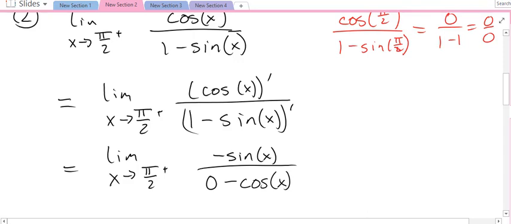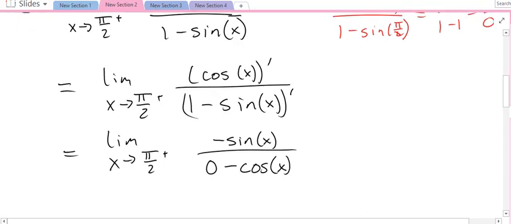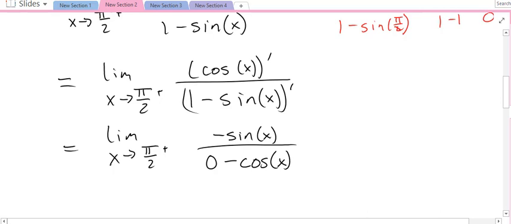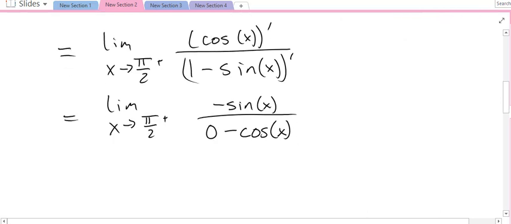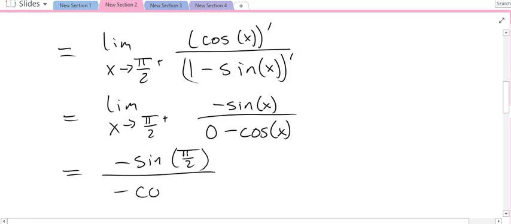And so now we try to evaluate again. And when we plug in pi over 2, we actually get something that's defined here. So this will be the negative sine of pi over 2 over the negative cosine of pi over 2. And if we're thinking about that, this is going to be 1 and this is 0. So we've got a 1 in the numerator and a 0 in the denominator. That means we're going to have some sort of vertical asymptote.